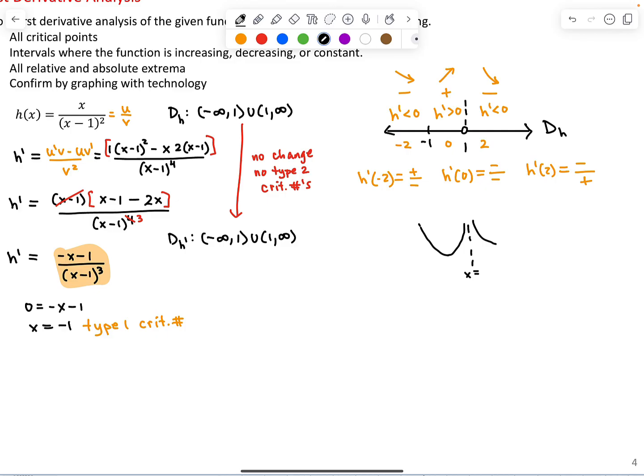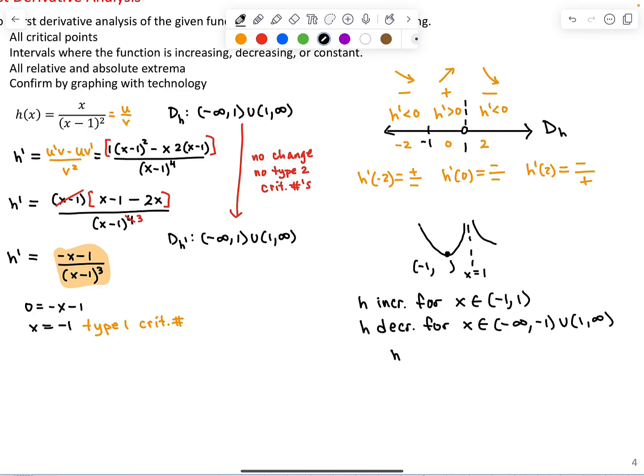This asymptote is at x equals 1, and this flat spot has an x-coordinate of negative 1. We'll find the y-coordinate in a moment. So we can say that h increases for x in the interval from negative 1 where the flat spot is up to 1 where the asymptote is. And h decreases for all values of x up to the flat spot, so negative infinity up to negative 1, union, and then every x value after the asymptote, 1 to infinity.